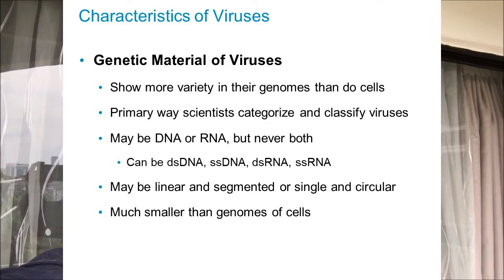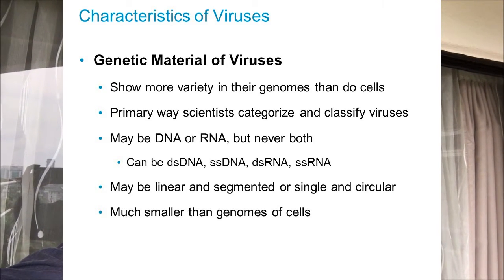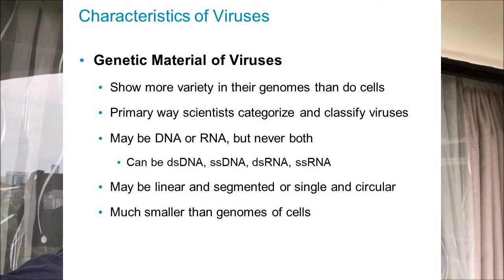Viruses show more variety in the nature of their genomes than cells do. Whereas the genome of every cell is double-stranded DNA, the genome of a virus may be either DNA or RNA. So the primary way in which scientists categorize and classify viruses is based on the type of genetic material that makes up the genome.